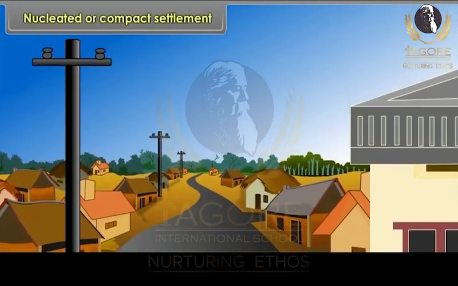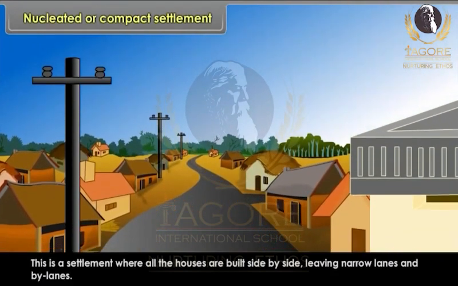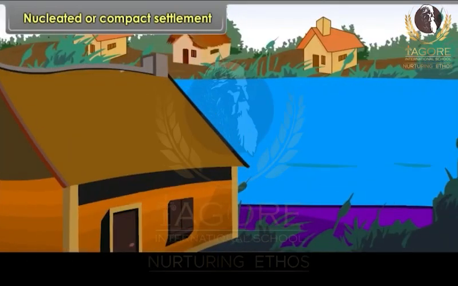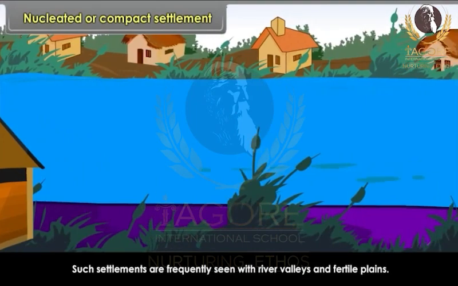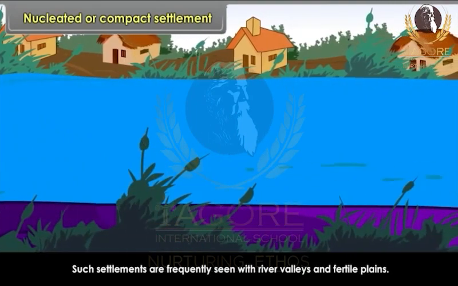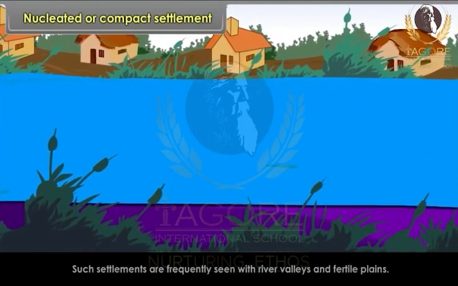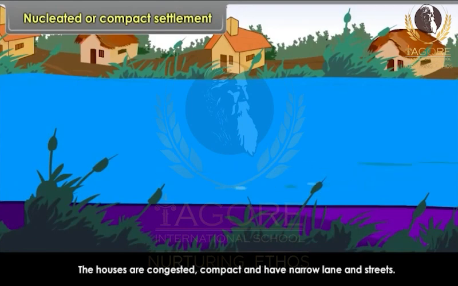Nucleated or compact settlement. This is a settlement where all the houses are built side by side, leaving narrow lanes and bylanes. Such settlements are frequently seen in river valleys and fertile plains. The houses are congested, compact and have narrow lanes and streets.